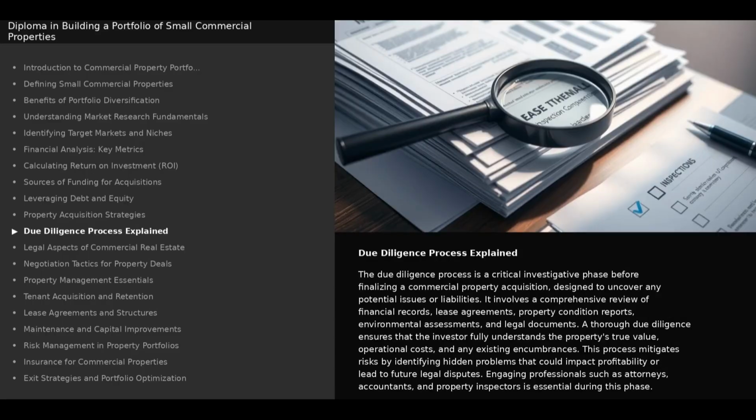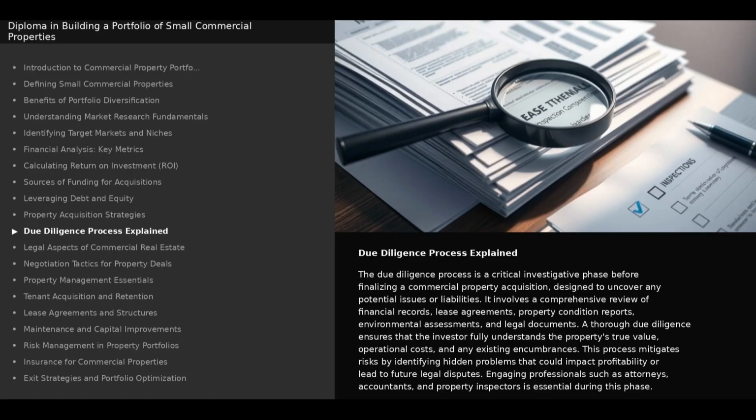Due diligence process explained. The due diligence process is a critical investigative phase before finalizing a commercial property acquisition, designed to uncover any potential issues or liabilities. It involves a comprehensive review of financial records, lease agreements, property condition reports, environmental assessments, and legal documents. A thorough due diligence ensures that the investor fully understands the property's true value, operational costs, and any existing encumbrances.